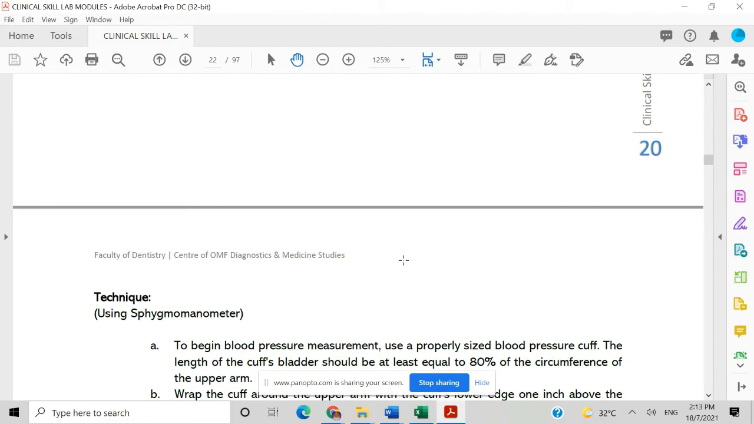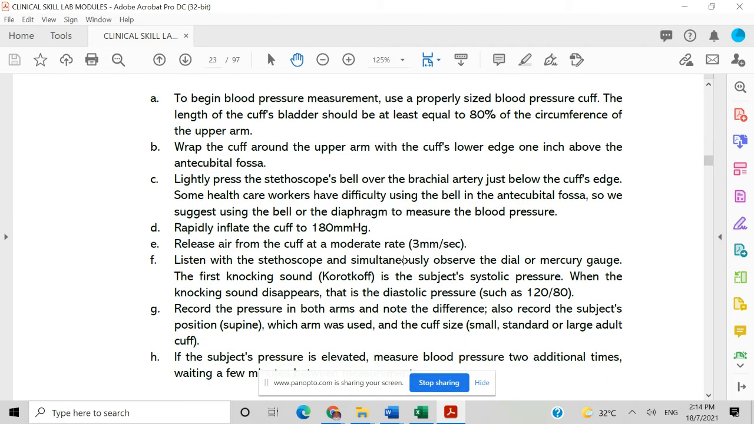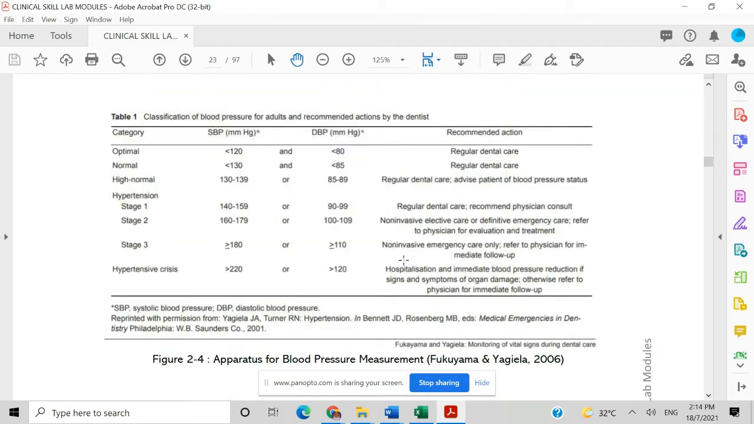And this is the sphygmomanometer part. You can have a look. These are the techniques. Please learn about the techniques. And I have put up a table here taken from Fukuyama and Yagiela in 2006. It describes the classification of blood pressure for adults, and the recommended actions by the dentist.